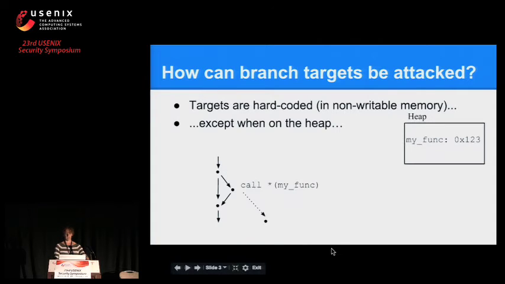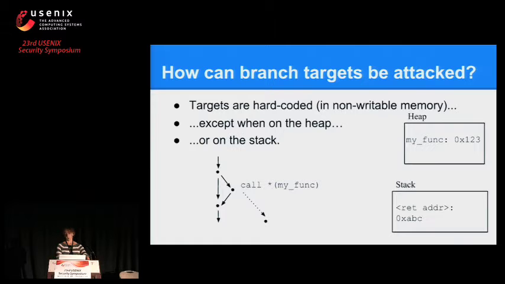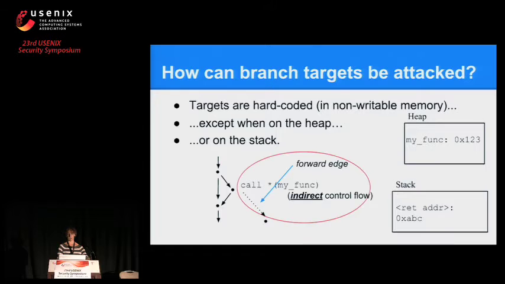However, you can have things like indirect function calls where the target of a branch or a jump instruction is stored in a pointer on the heap. This is indirect control flow. Or you could have a function return address being stored on the stack. So the indirect function call here would be a forward edge in the control flow graph, and the function return would be a backward edge in the control flow graph. As you might have inferred from the title of this talk, I'm going to be talking about protecting forward edges or indirect function calls.